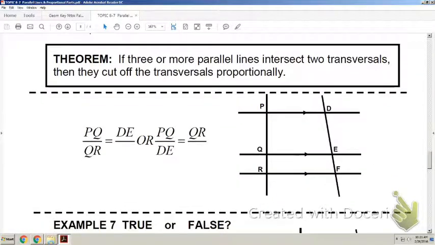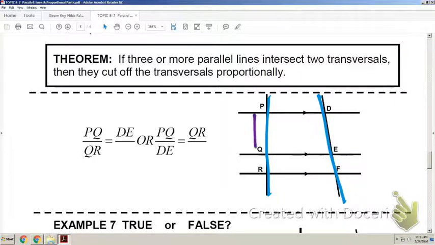Okay, there's a lot of theorems in this lesson. This next one says, if 3 or more parallel lines intersect 2 transversals, and remember, a transversal is just a line, like this line and this line, that cut through 2 or more parallel lines. So this theorem says that if you have 3 or more parallel lines, then they are going to cut off the transversals proportionally. So we could set up proportions this way too.